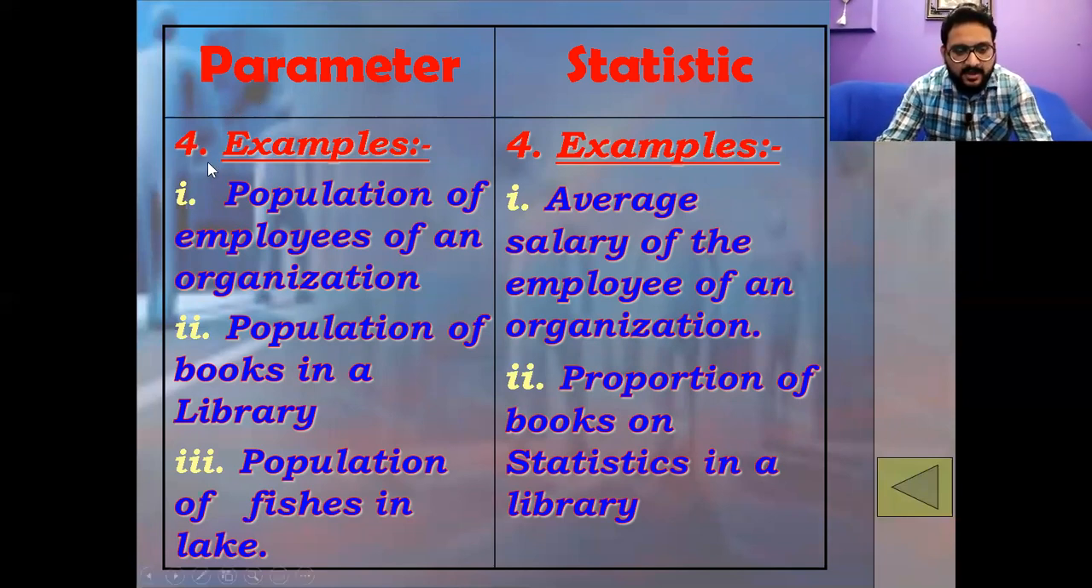First, we are talking about, observe my laser on your screen, the parameter, examples of parameter. Population of employees of an organization. Population of employees of an organization is a parameter because we calculated it from the population. That's why it is a parameter.